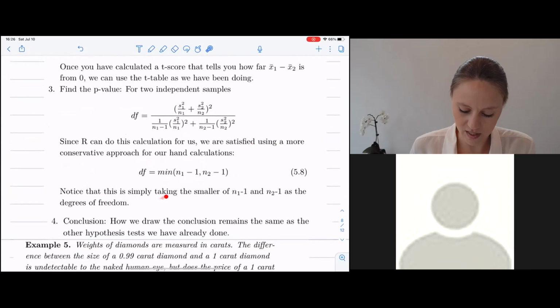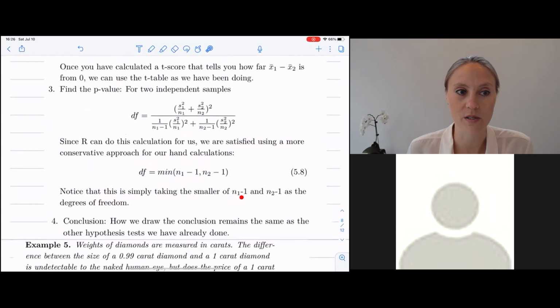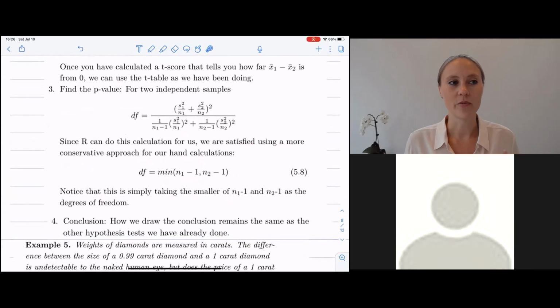Notice that this is simply taking the smaller of n1 minus 1 and n2 minus 1 as the degrees of freedom. And then your conclusion, once you have your p-value, which is what requires your degrees of freedom, but besides that, we know what we're doing now. How you draw your conclusion stays the same for all of these, and that's always the case.